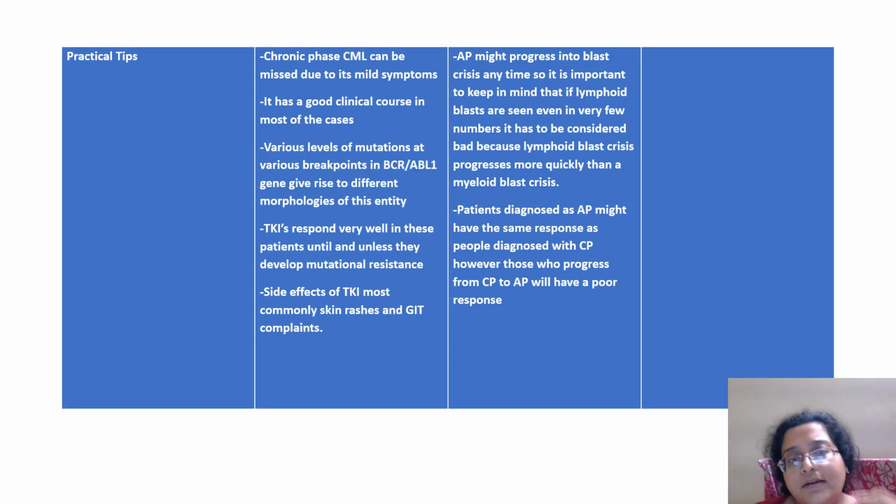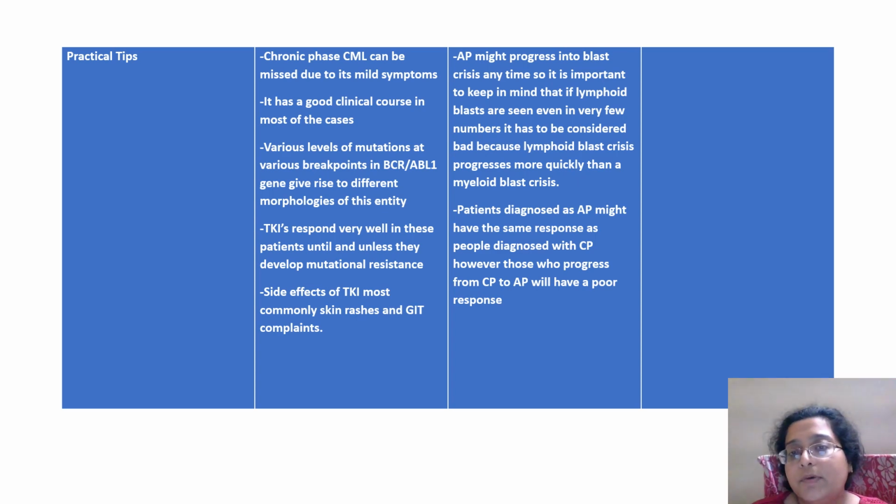So what are the practical tips? Chronic phase CML can be missed due to mild symptoms. It has a good clinical course, the chronic phase. Various levels of mutations can be there. I've shown you various breakpoints, B1, B4, etc. TKI responds very well. Side effects of TKIs are mostly skin rashes and GIT complaints. In AP, it might progress into blast crisis.